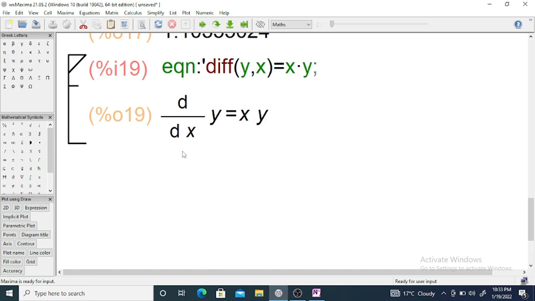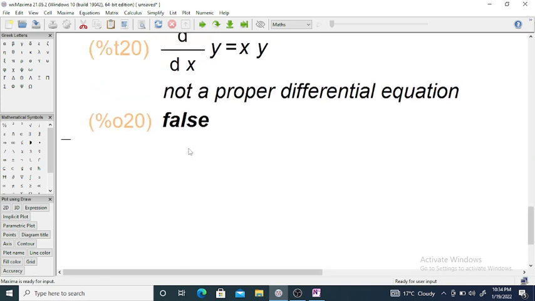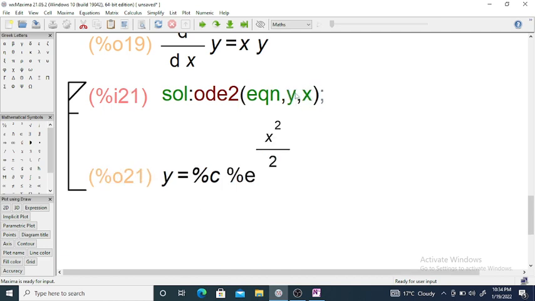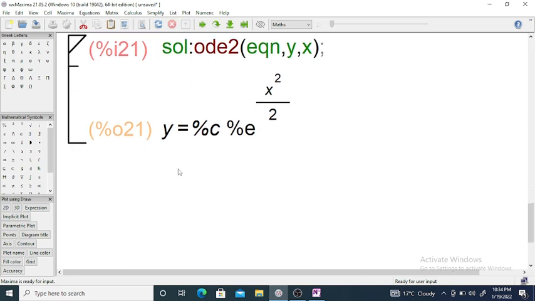Now we want to solve this equation, so I am writing the solution is equal to ode2 of the equation, in the variables y and x. You can check here, y is equal to c times e raised to x square by 2.